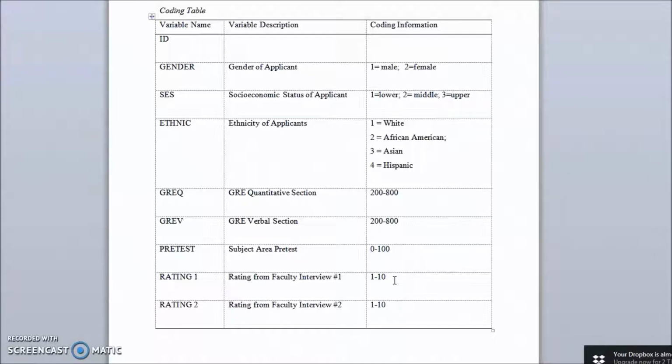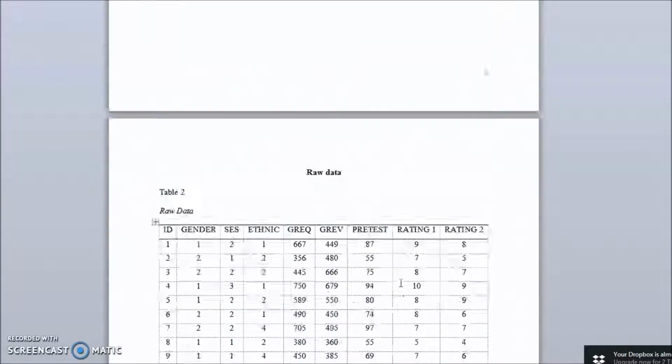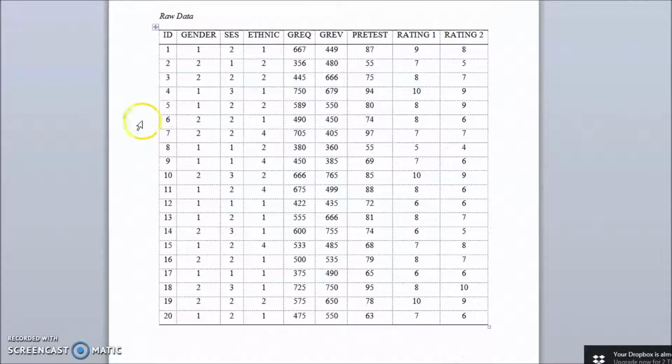So there is an order given. This is a ranking of the participants. So rating 1 and rating 2 are ordinal data sets. Here I have the whole data set. I have 20 participants. I have coded gender, SES, ethnic, GREQ, GREV, the pretest, the rating from one faculty member, and the rating from the second faculty member.